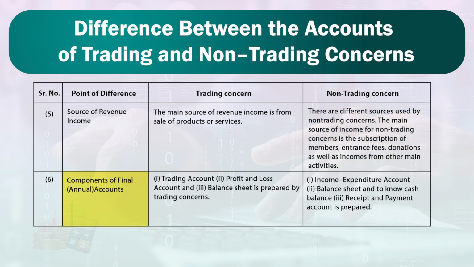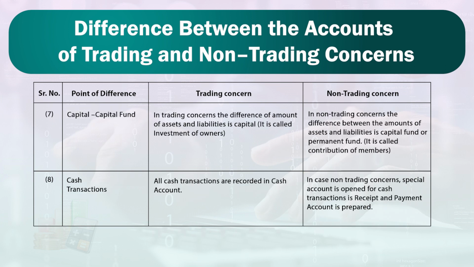Six, components of final accounts. In case of trading concern, trading account, P&L account and balance sheet are prepared. In case of non-trading concern, income expenditure account, balance sheet, and to know the cash balance, receipt and payment account is prepared.